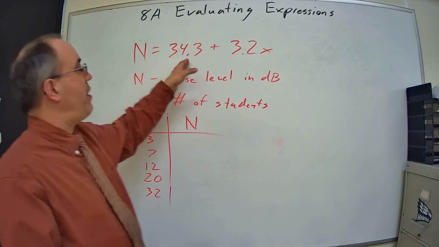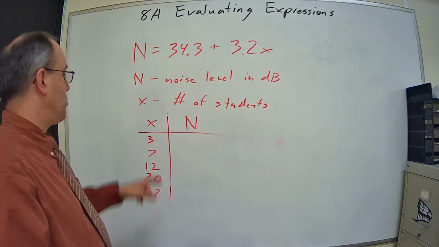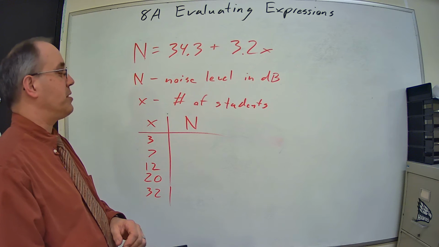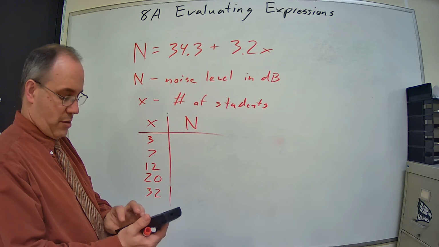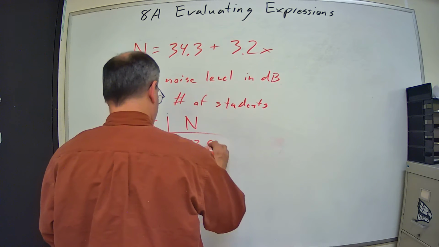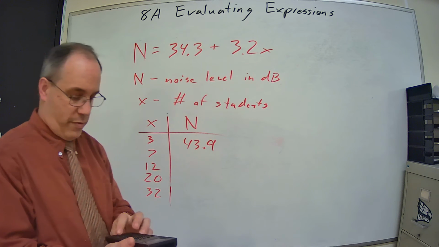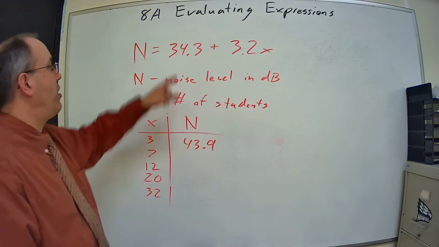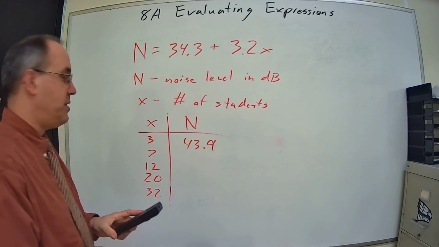Order of operations says multiply and then add. So we're going to take 3.2 and multiply that by 3, our first value for x, which gives us 9.6. And then we're going to add that to 34.3, which gives me 43.9. So 43.9. I can now do it again: 3.2 times 7 gives me 22.4 plus 34.3 gives me 56.7.